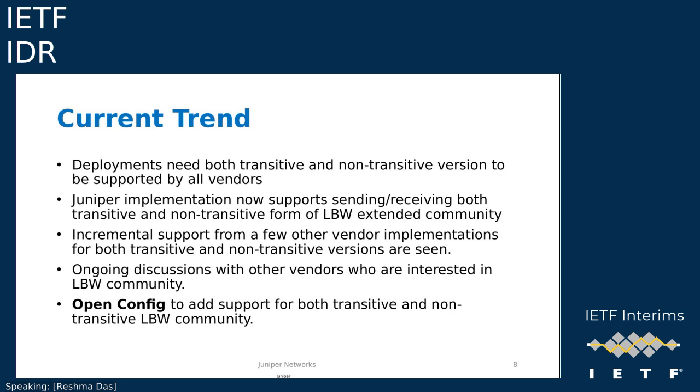What we are seeing currently is that the deployments have both transitive and non-transitive versions that most of the vendors support. Juniper has implemented the sending and receiving of both transitive and non-transitive forms of the link bandwidth extended community. We see incremental support from other vendors to receive and send transitive and non-transitive versions of the community. We are talking to multiple vendors and so we are gaining support of this solution. And we have also talked with Google, and OpenConfig will also be adding support for both transitive and non-transitive link bandwidth community.